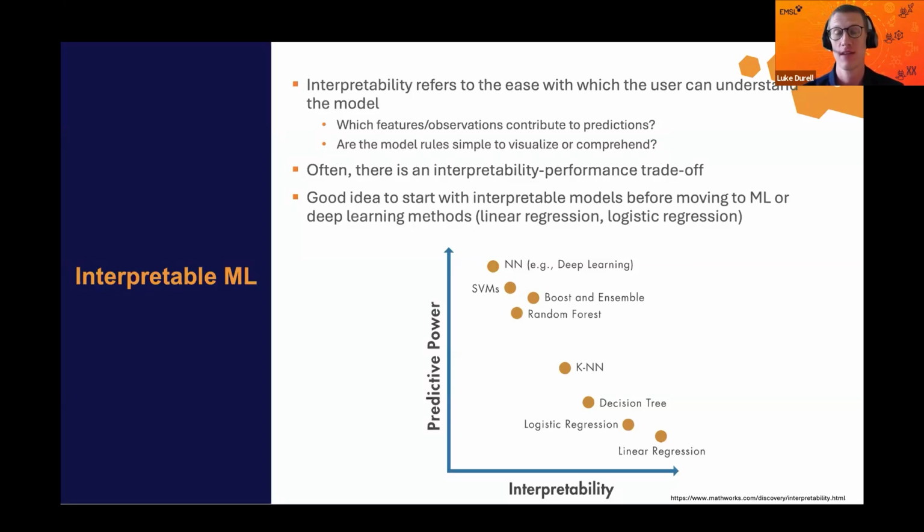This is very easy with something like linear regression. I know that a 1 unit increase in this variable corresponds to an X unit increase in my response variable, or so on. And oftentimes we have this trade-off. So this is kind of a notional plot, but the deeper you go into deep learning, typically the better predictive power you get and the lower interpretability you get.